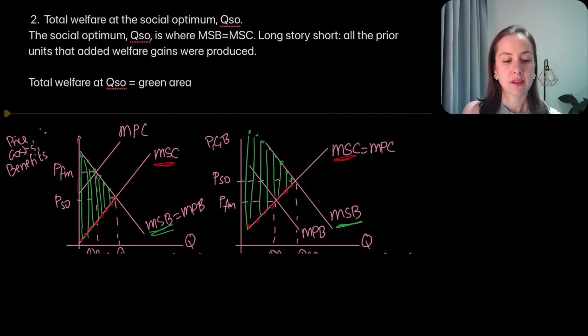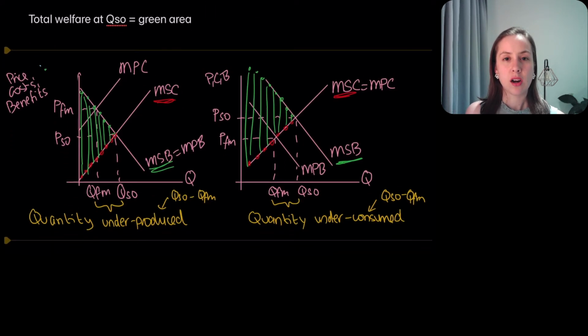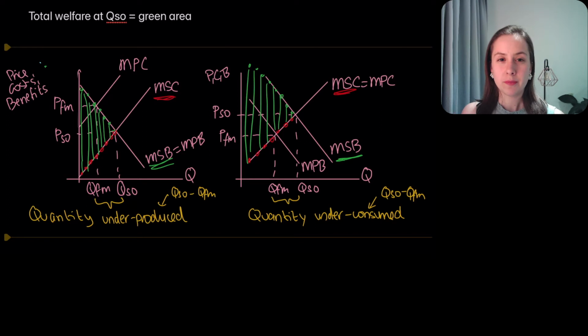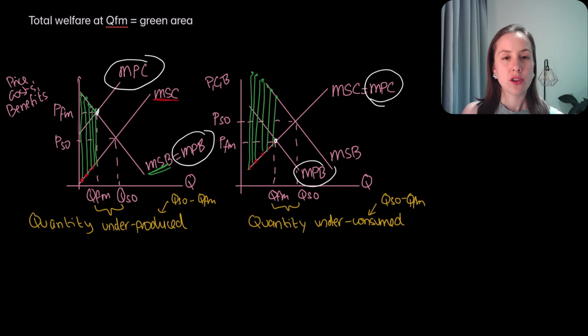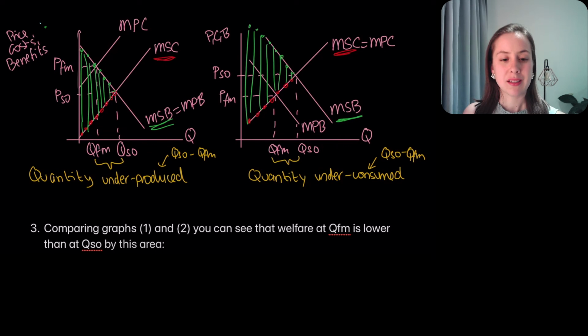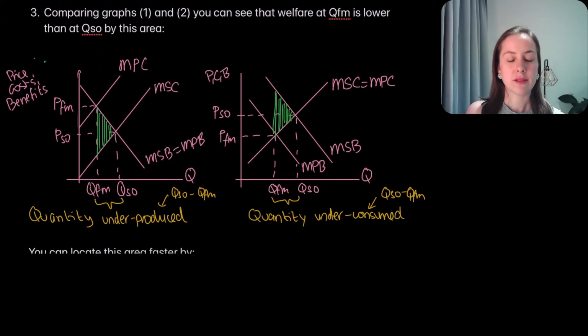Right, total welfare at QSO, same approach. Take your MSB minus the MSC and add all those areas up, and you get this larger green area. If you compare these sets of graphs, the welfare at the social optimum is higher than at the free market, specifically by these smaller green triangles. That's what we refer to as the welfare loss. I mean, there might be some people who call this a welfare gain. I'll explain that in a moment.